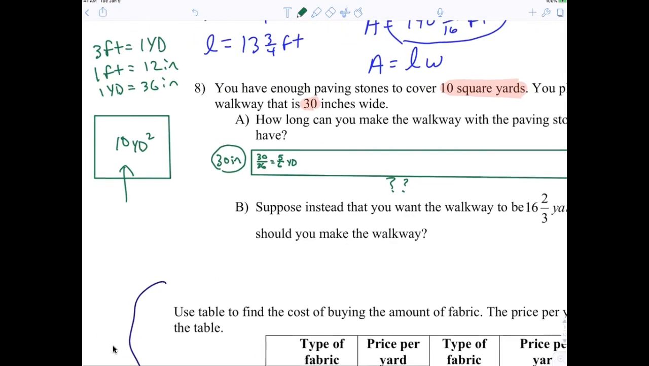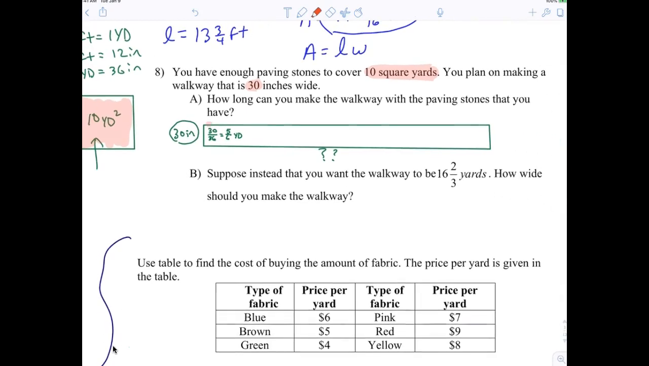Now, please watch me. I have how many square yards? 10. Now, I want someone to tell me how many square yards this is going to be. Because this is where a lot of kids don't know. What's that going to be?